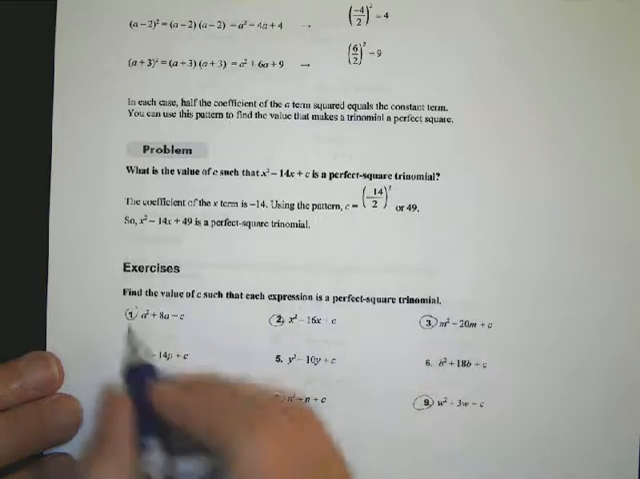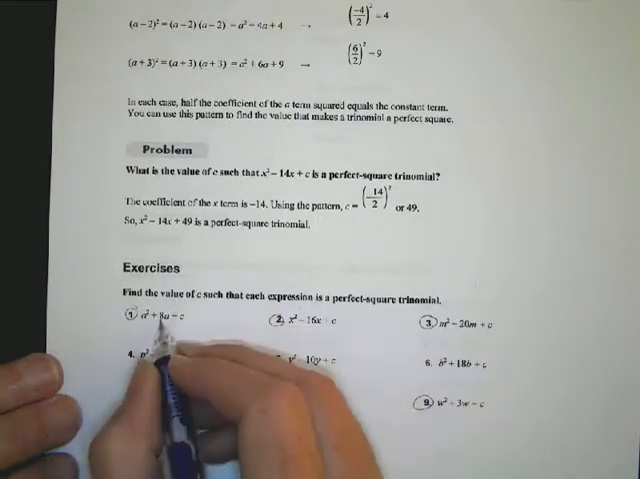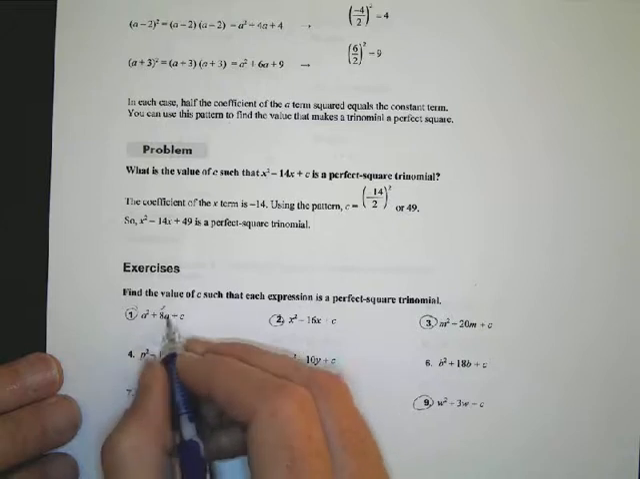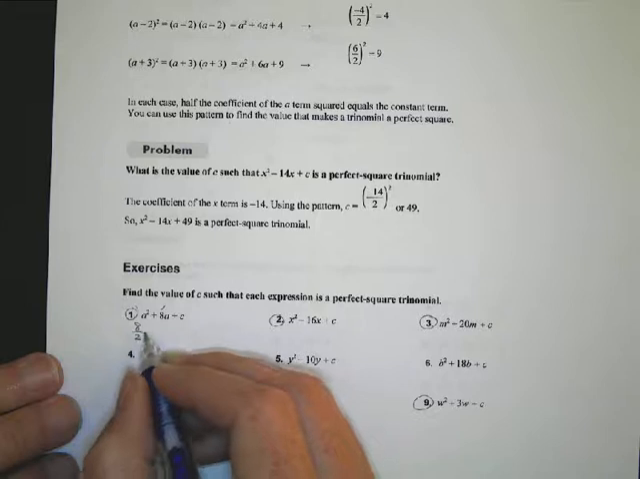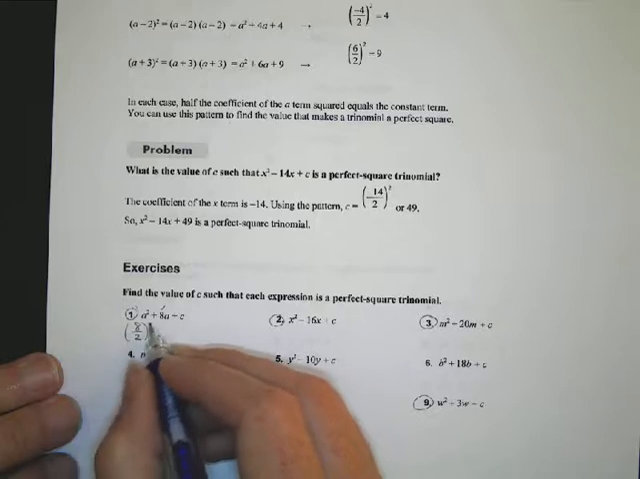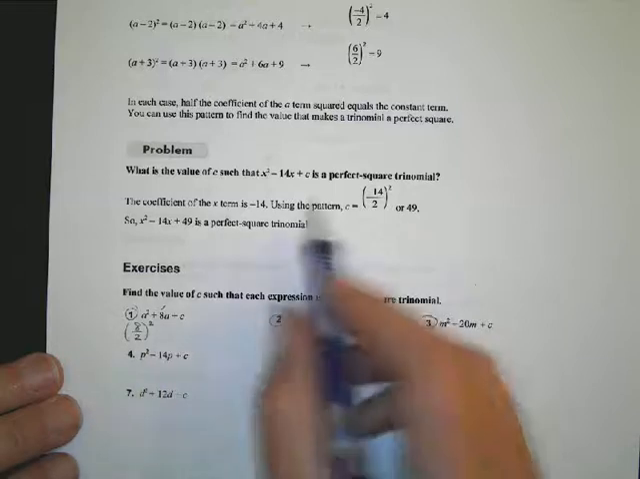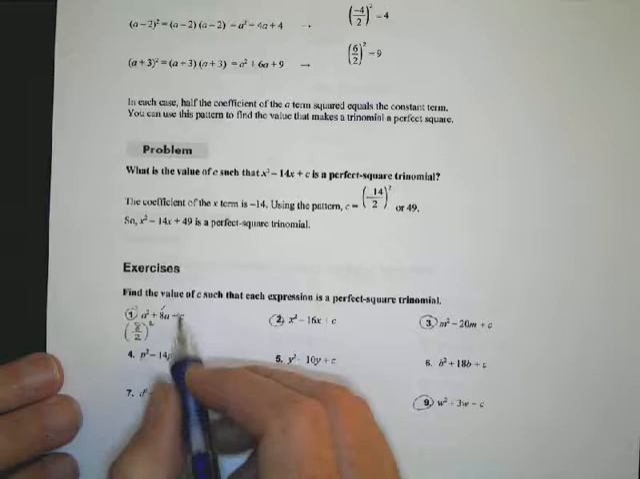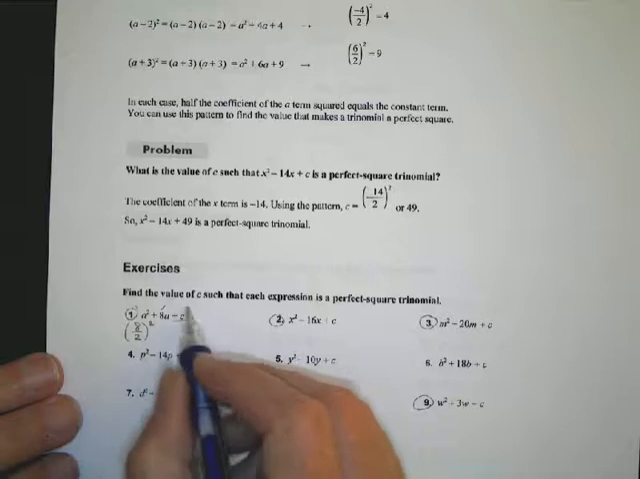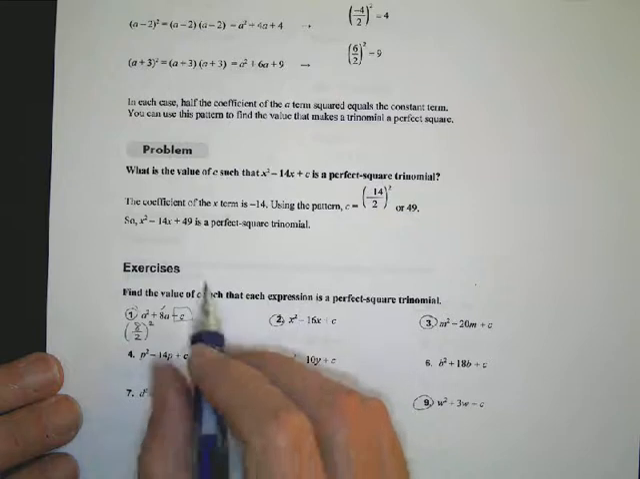So to do this, let's look at number 1. What you're going to do essentially is take the number that's in front of the variable a, divide that by 2, and then square the whole thing. That's the essential process here. It shows you up here the directions on how to make that work. What we're trying to do is figure out what value of c will make this a perfect square trinomial. So that's our goal.